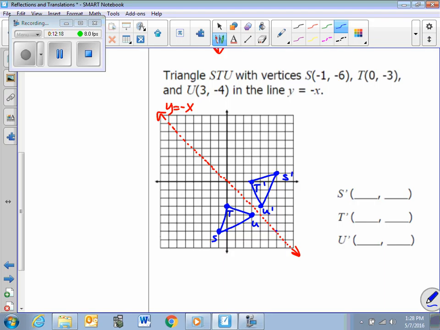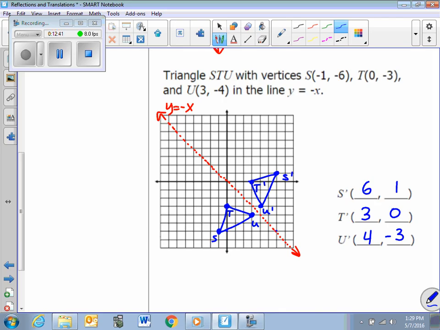Hopefully you can see that if I had this on a sheet of paper and I folded it right along the line y equals -x, I would have the figure mapped right on top of itself. So what are these new coordinates? Well, S prime is (6, 1), T prime is (3, 0), and U prime is (4, -3).